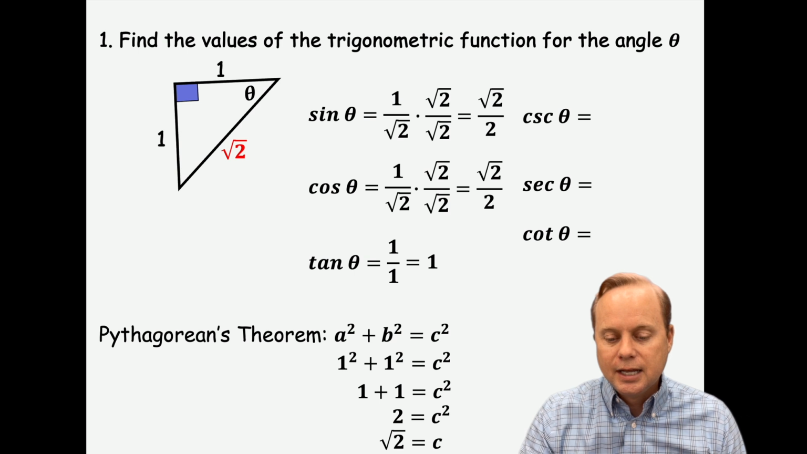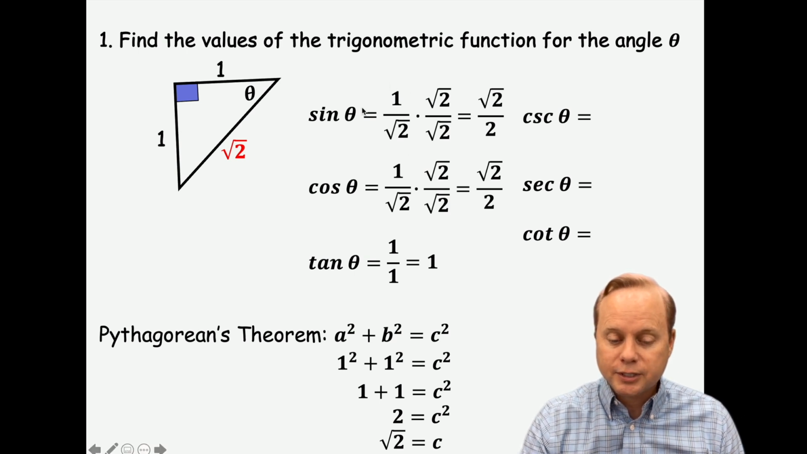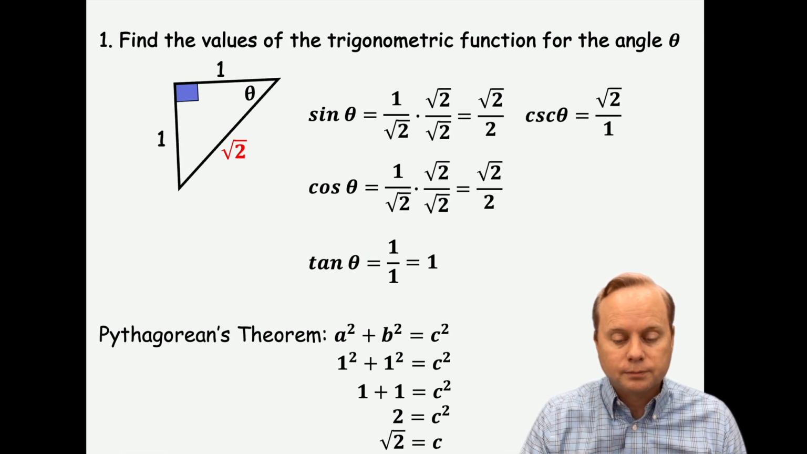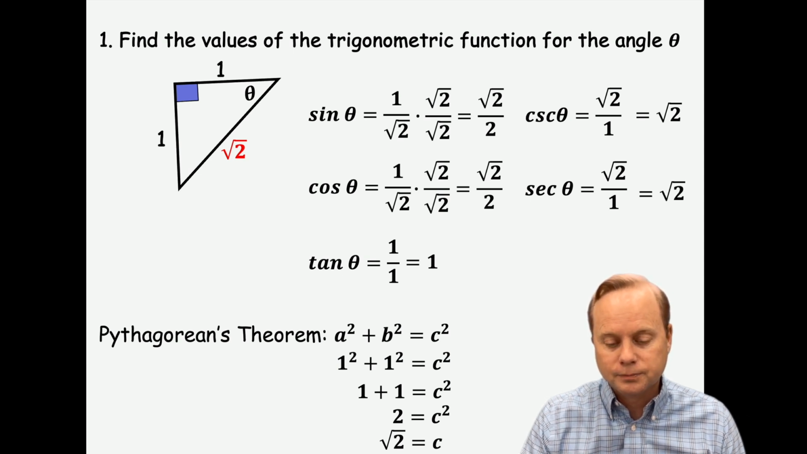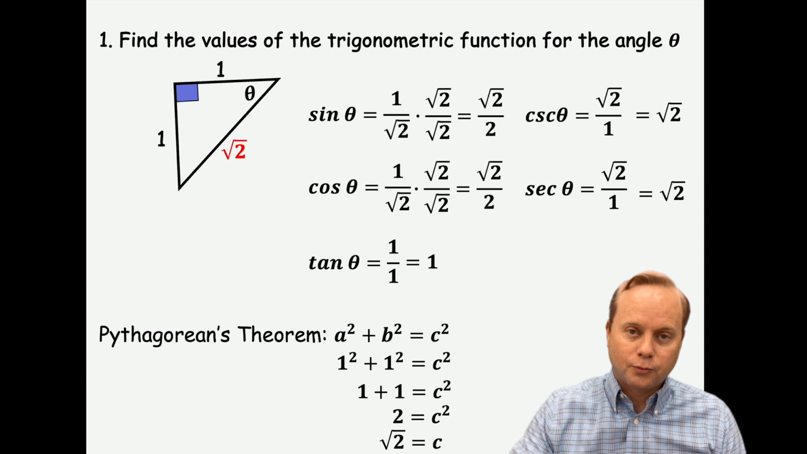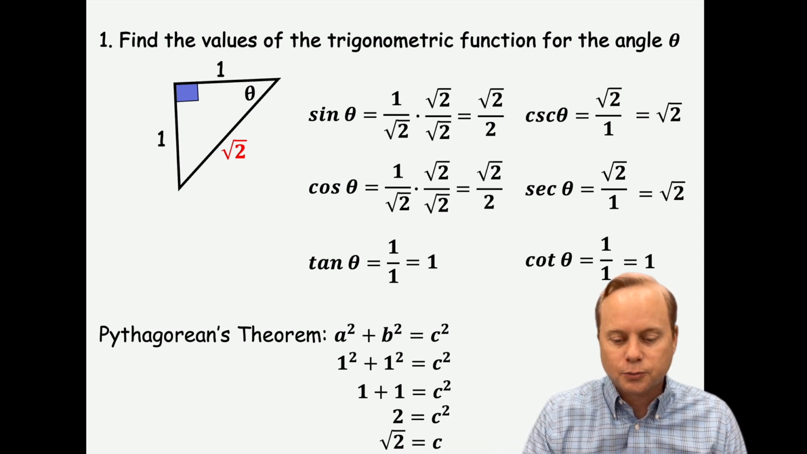Okay, cosecant. Now, for the cosecant one, it's the reciprocal, right, of sine. And so the reciprocal of sine is 1 over square root of 2. So the reciprocal of that would be the square root of 2 over 1. And the square root of 2 over 1 is just the square root of 2. Okay, now for secant, just like sine and cosine were the same, cosecant and secant are going to be the same. So that's going to be the square root of 2. For tangent, we flip it, but 1 over 1 is still just 1.